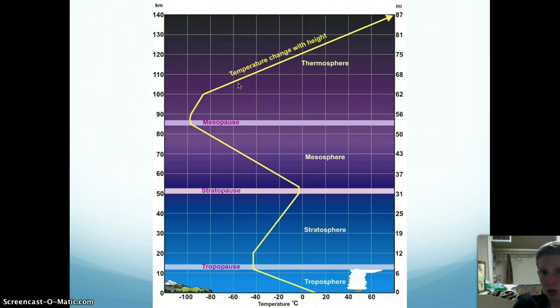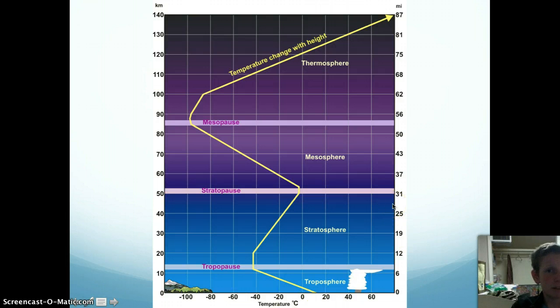You also need to know what separates those layers. There is no physical pause here. There's no bubble that surrounds the troposphere. There's no bubble that surrounds the stratosphere. These pauses, tropopause, stratopause, mesopause, those are the transition in trend of temperature.